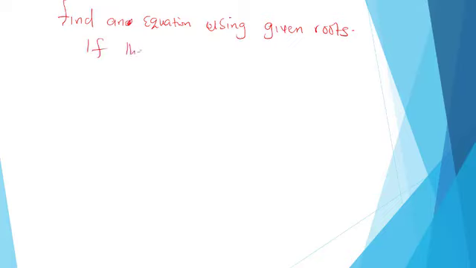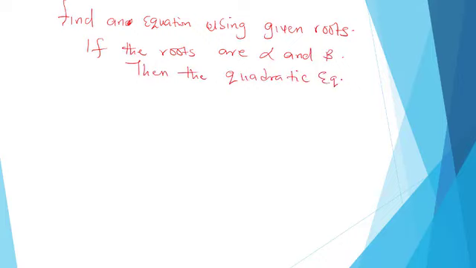Now when we are finding an equation using given roots, if the roots are alpha and beta, then the quadratic becomes x squared minus alpha plus beta x plus alpha beta equals 0.